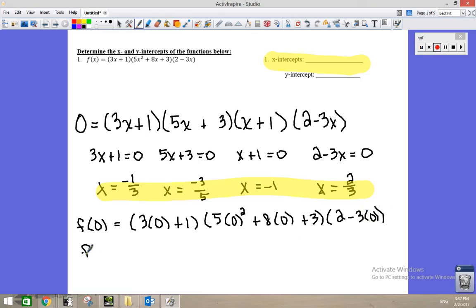So this first factor is just 1. This next factor is just 3. And this last factor here is 2. And I'll use y rather than function notation. And 1 times 3 times 2 is 6. So hey, my y-intercept is 6.